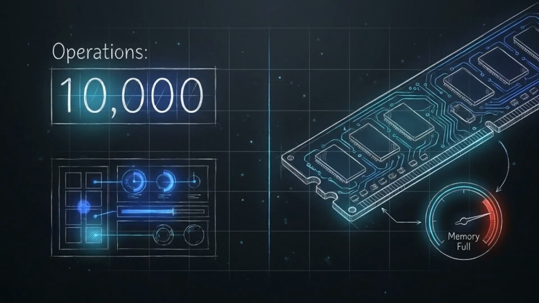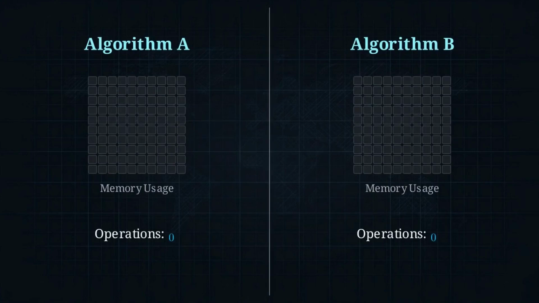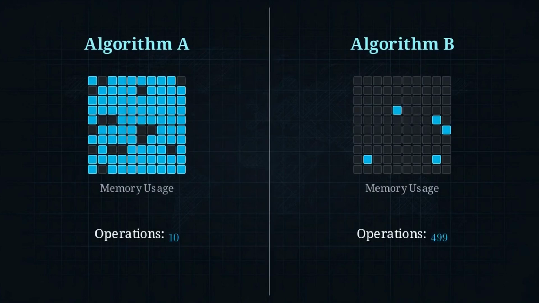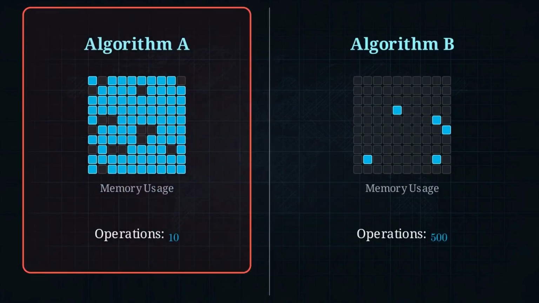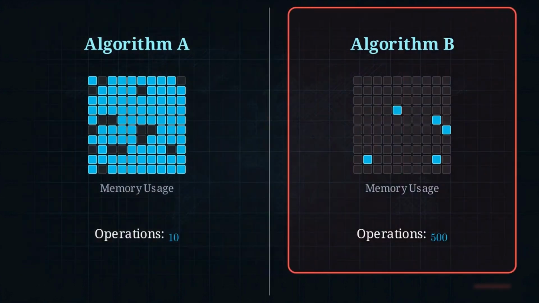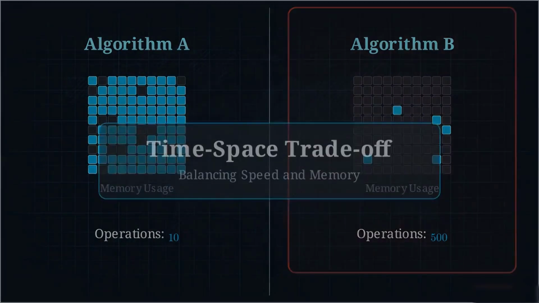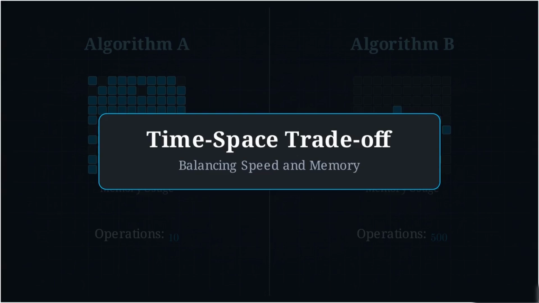Evaluating any algorithm requires weighing these two metrics against each other. Engineers often have to choose between a solution that executes rapidly and one that respects strict memory limits, a balancing act known as the time-space trade-off.